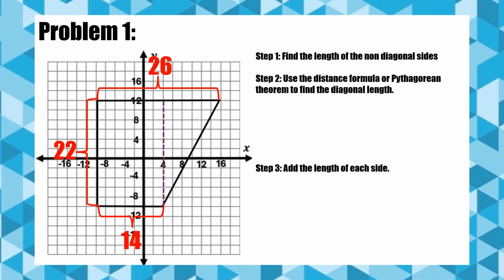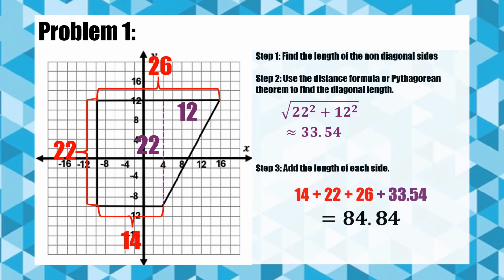Next, we will draw an auxiliary line to create a right triangle. Then we'll determine the side lengths and apply the Pythagorean theorem, so we will find the square root of 22 squared plus 12 squared. After finding the diagonal, we will add the lengths of all four sides to find the perimeter.